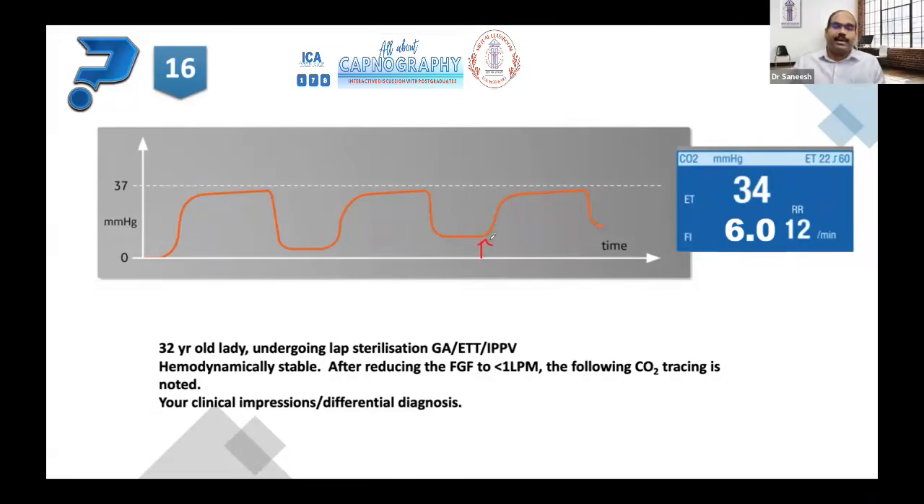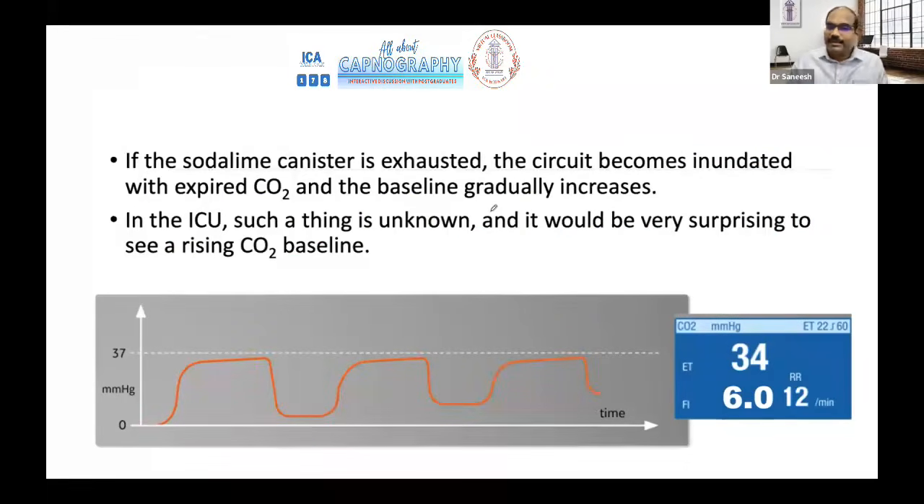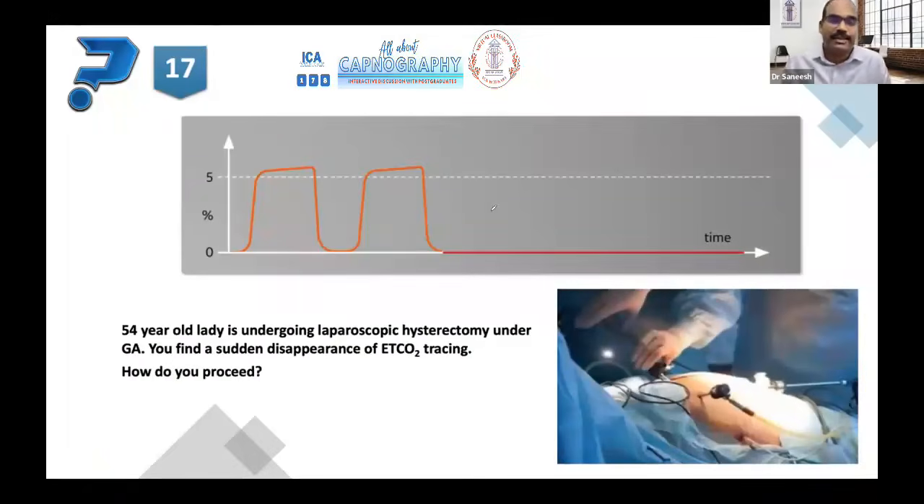32-year-old lady, tubal sterilization under general anesthesia, hemodynamically stable. After reducing fresh gas flow to less than 1 liter per minute, this is what is happening. So what do you do next? I think Dr. Deepak has mentioned already. First, you increase the fresh gas. Check whether the soda lime canister needs to be changed. FiCO2 of 6 means definitely you have to change the soda lime canister. In ICU, such a thing is unknown. It will be very surprising because in ICU ventilation, there is no rebreathing issue. Only inside the OT are we recirculating the exhaled gas.